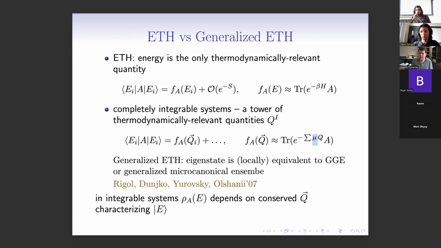And therefore, the statement of ETH, which was proposed quite early on by this group of people, is that this function, universal function, should be a function of all conserved quantities, and approximately giving you the expectation value of this local operator in the generalized Gibbs ensemble. That is the generalized version of ETH.